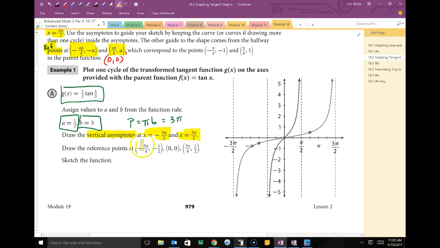Do you see the correlation between the x value and the vertical asymptote? Divided by 2. It's half the distance. It's half and half. So from here to here, you multiply by 1/2. From here to here, you multiply by 1/2. You're just cutting things in half.